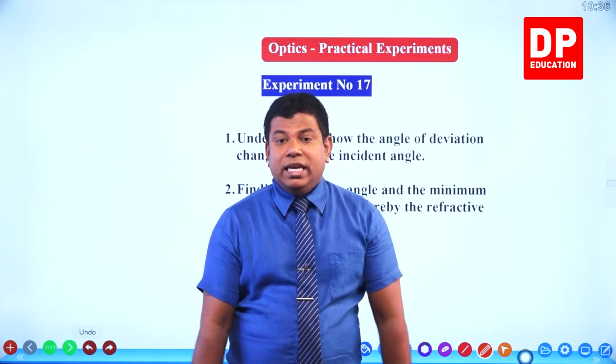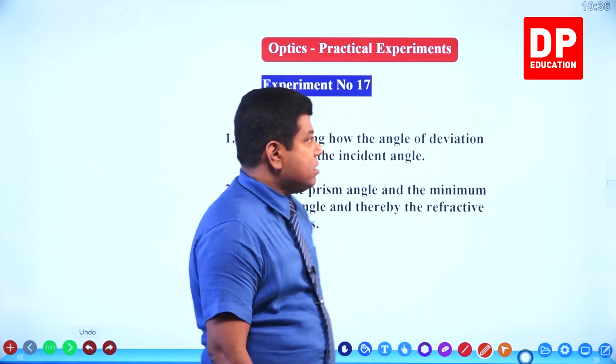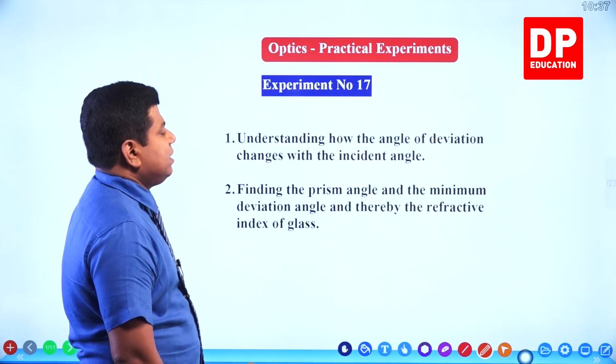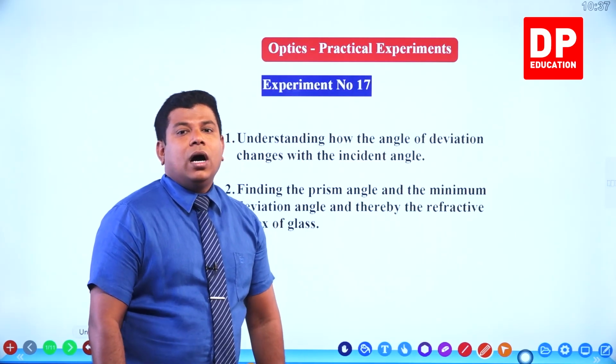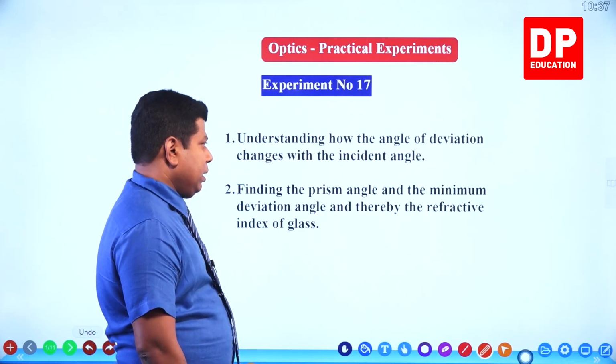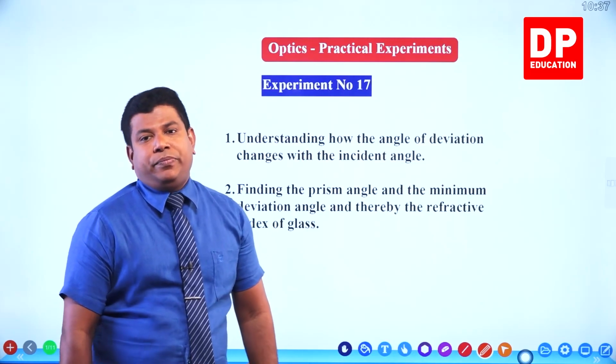Now we are going to see another one, understanding how the angle of deviation changes with the incident angle. That means here we are going to use a prism.